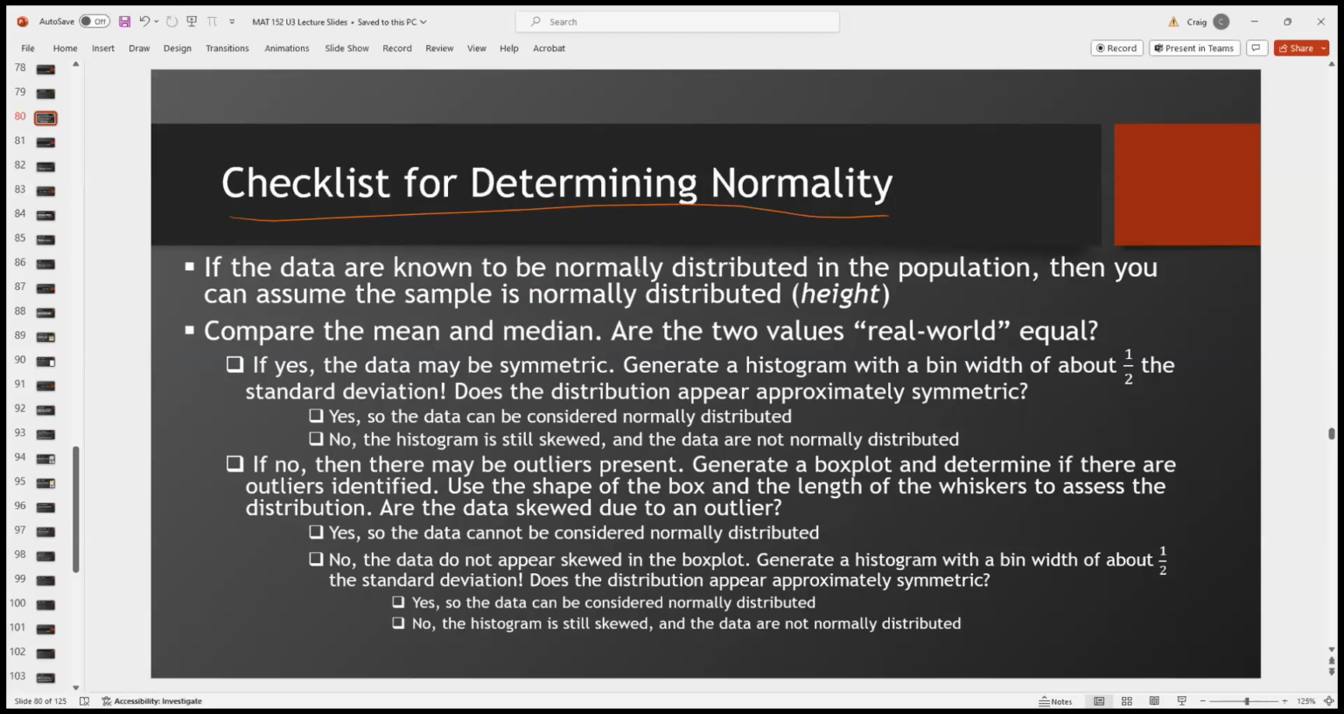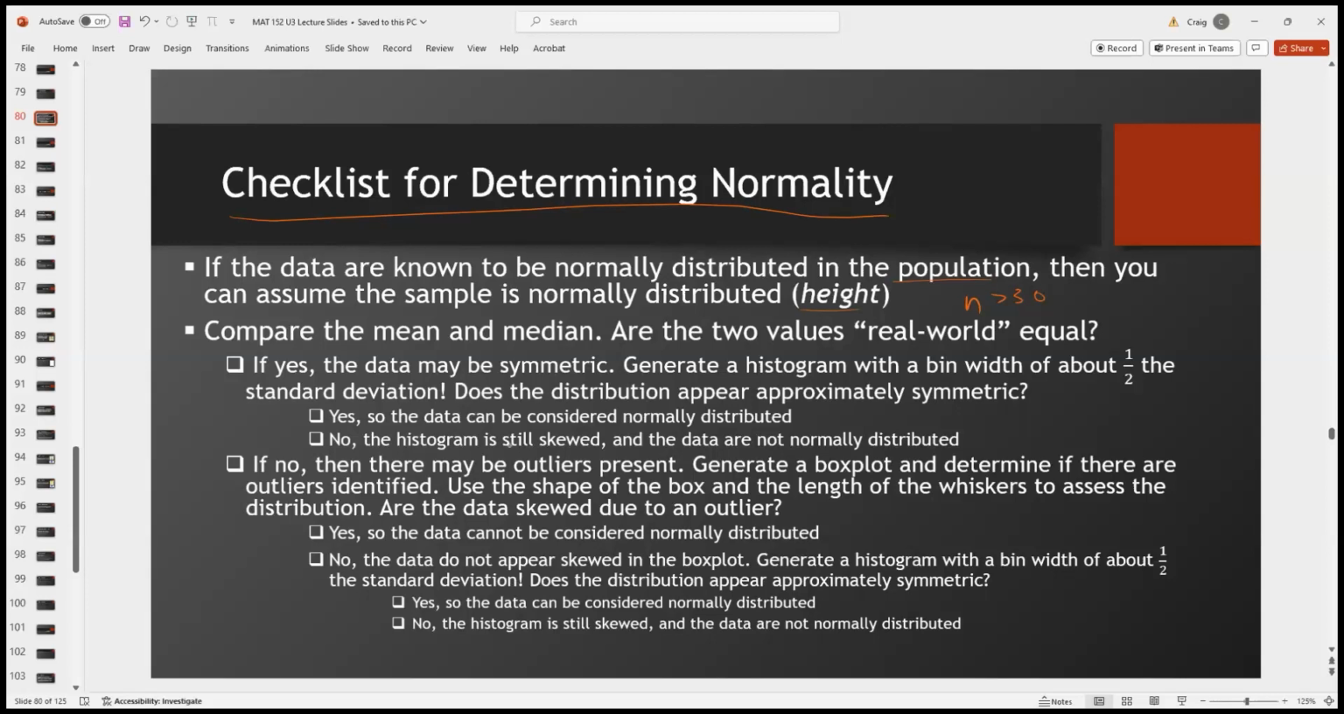If the data are known to be normally distributed in the population, so something like height, we know that height is normally distributed, with everybody being around the average and fewer people further away from the average, then if you take a sample of height, a sample of 30 people, 50 people, generally greater than 30, you can assume that sample is essentially normally distributed because we already know that height is normally distributed. It's when we have samples where we're unsure whether the value is normally distributed in the population that we have to make some different considerations.